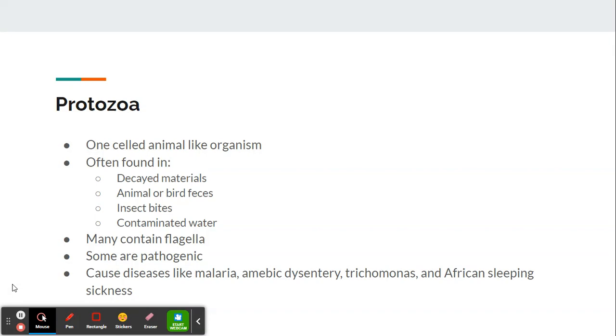Next, we have our protozoa. So these are our one-celled animal-like organisms. We're going to see these in places like decayed materials, animal or bird feces, insect bites, contaminated water. A lot of times these protozoa will have those flagella or those tail-like structures to help them move around. Like anything else, some of them are going to be pathogenic, so they're going to be causing different germs or diseases. And they can cause things like malaria, amoebic dysentery, trichomonas, and African sleeping sickness.